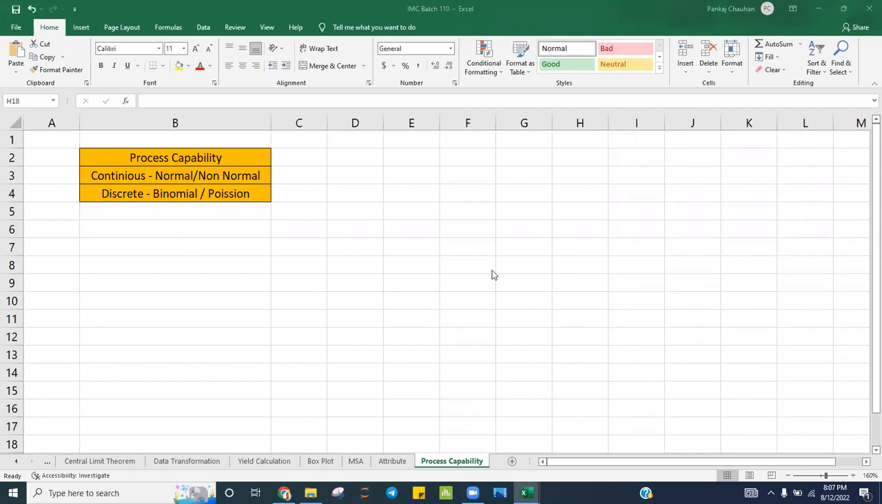All right. Any other question from anyone, guys? Good evening, sir. Good evening. Can you give a quick recap around the box plot?